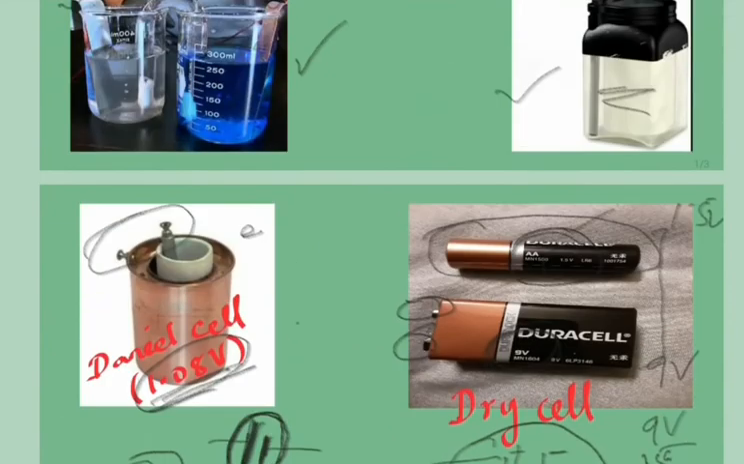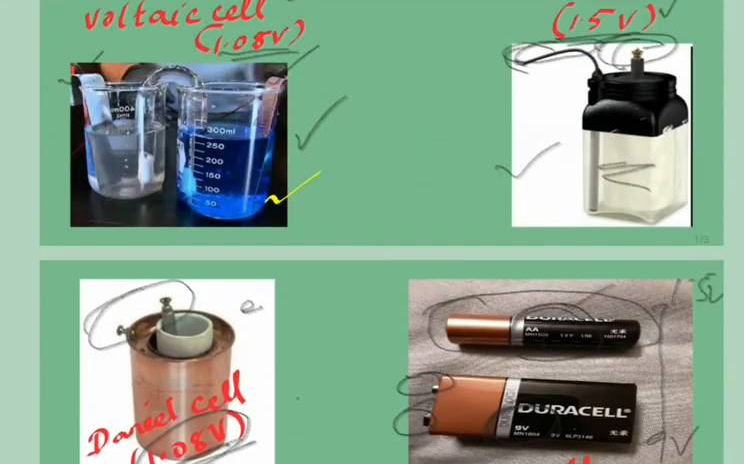Factors affecting EMF of a cell. There are mainly two factors that affect the EMF of the cell. As I have shown earlier, EMF of different cells are different. That is, Leclanché cell has a different EMF compared to that of Voltaic cell. Daniell cell has a different EMF compared to that of dry cell, etc. Isn't it? So EMF actually depends upon the nature of the cell. These cells differ in their electrolyte, differ in their electrodes and all.